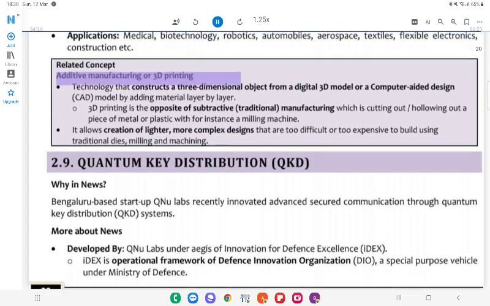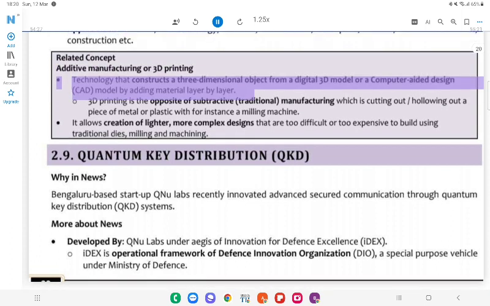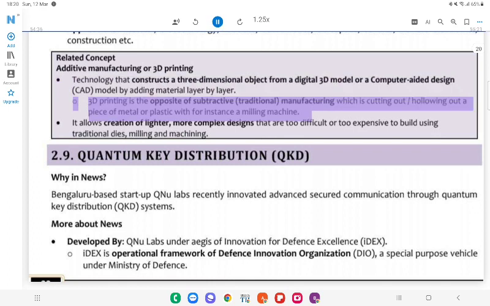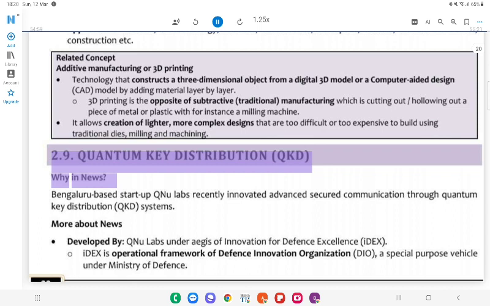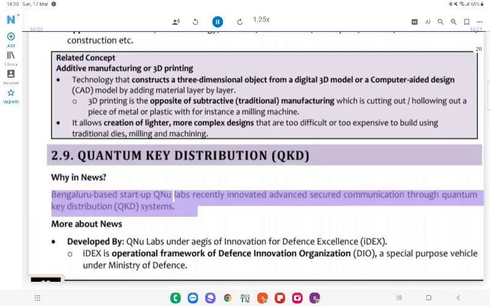Related concept: additive manufacturing or 3D printing. It is technology that constructs a three-dimensional object from a digital 3D model or a computer-aided design (CAD) model by adding material layer by layer. 3D printing is the opposite of subtractive traditional manufacturing, which is cutting out or hollowing out a piece of metal or plastic with, for instance, a milling machine. It allows creation of lighter, more complex designs that are too difficult or too expensive to build using traditional dies, milling and machining.